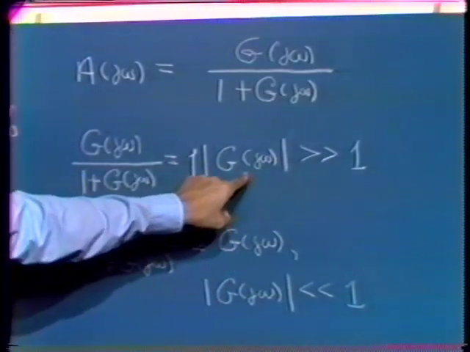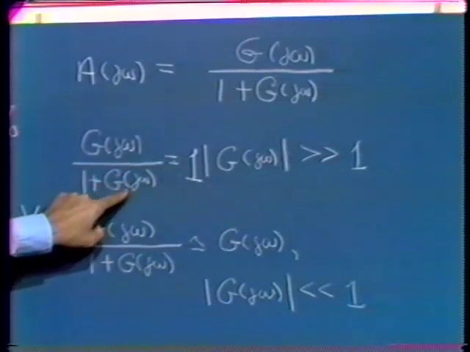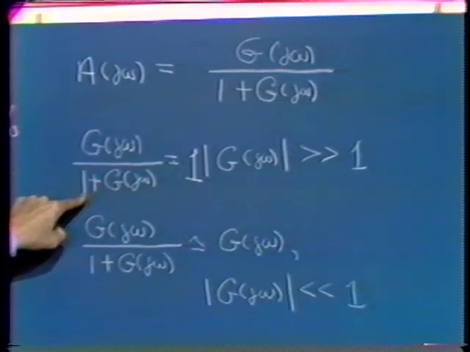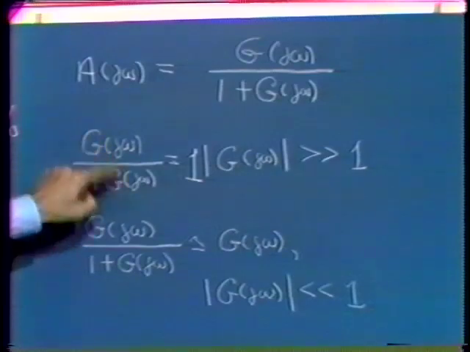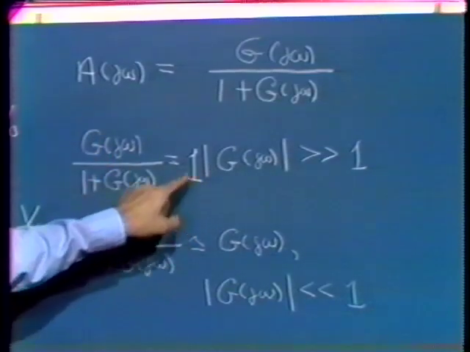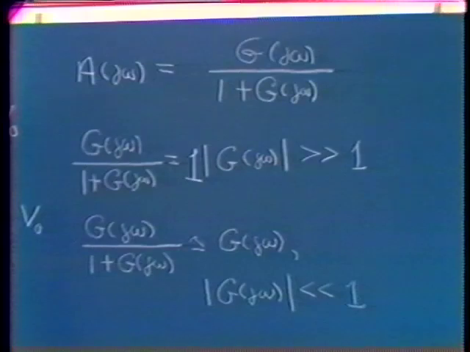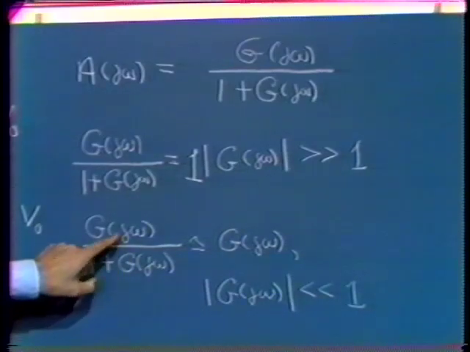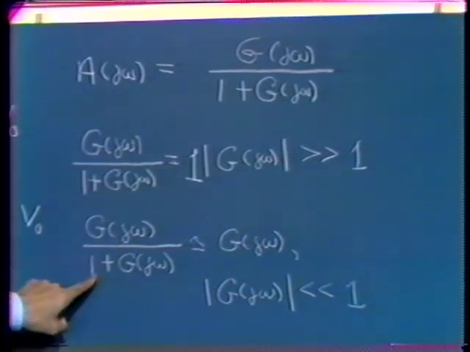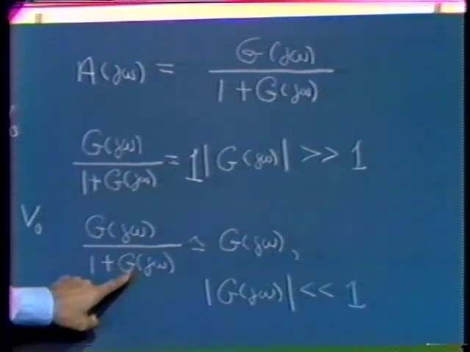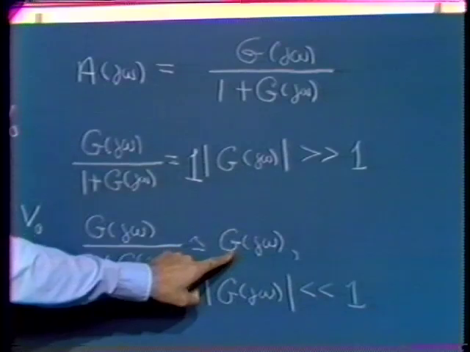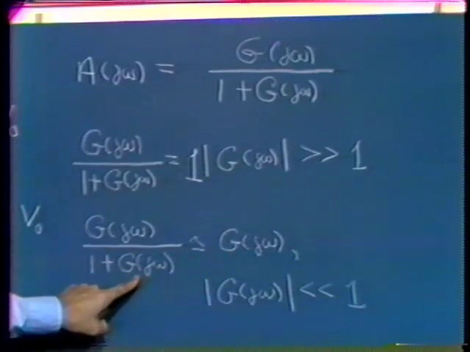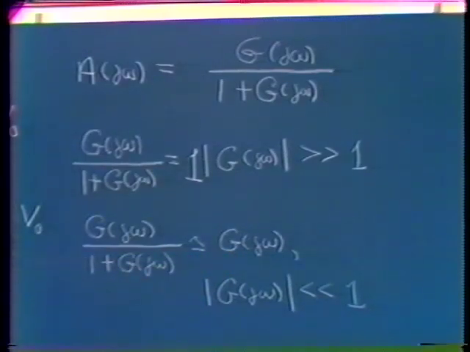When the magnitude of G of j omega is very large compared to 1, the numerator and denominator are just about equal, and so the magnitude of this term is just about 1. So we have one limit. At the other end, when G of j omega is very small, the denominator is dominated by the 1 term, and the ratio G over 1 plus G is just about equal to G itself. Under those conditions, G is not important in the denominator.